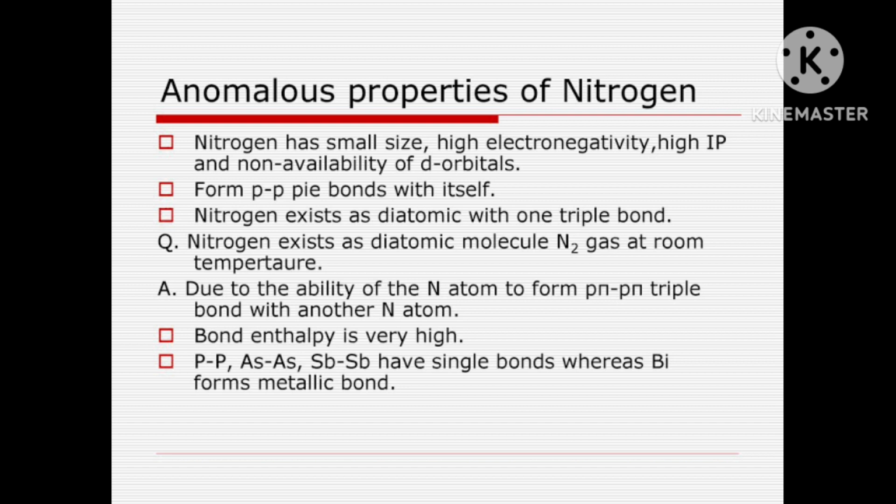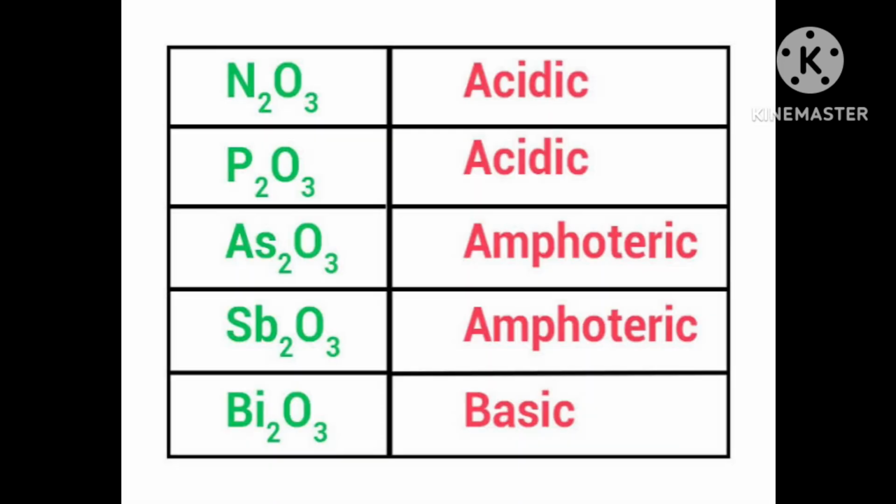Trihalides except bismuth trifluoride, BiF3. Listen, this question is also important. Trihalides except BiF3 are predominantly covalent in nature. BiF3 is the exception. It is not covalent, it is ionic. The reason, you know, is that fluorine is the most electronegative element and bismuth is a basic metal. That's why this is ionic.